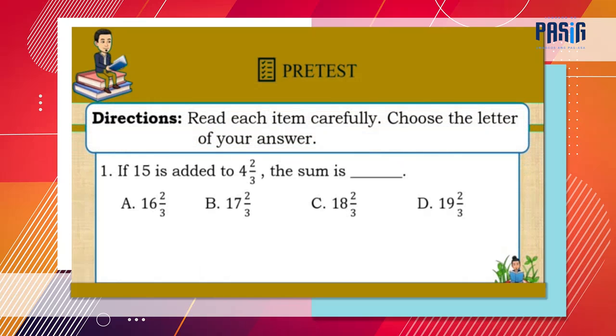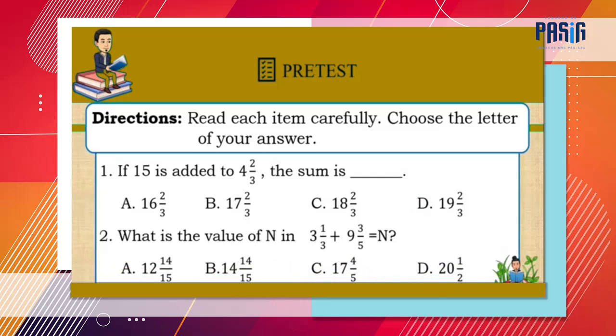Number 1. If 15 is added to 4 and 2/3, the sum is A. 16 and 2/3, B. 17 and 2/3, C. 18 and 2/3, or D. 19 and 2/3. Timer starts now. Okay, the answer is D. 19 and 2/3.